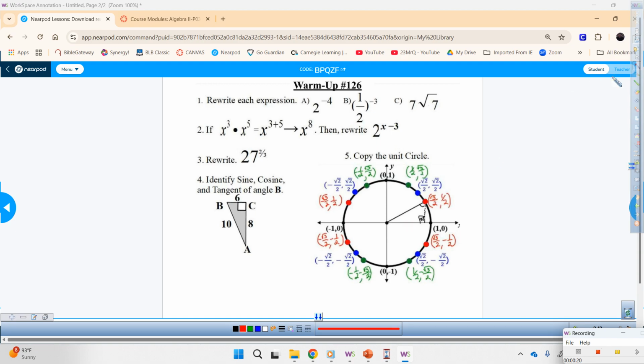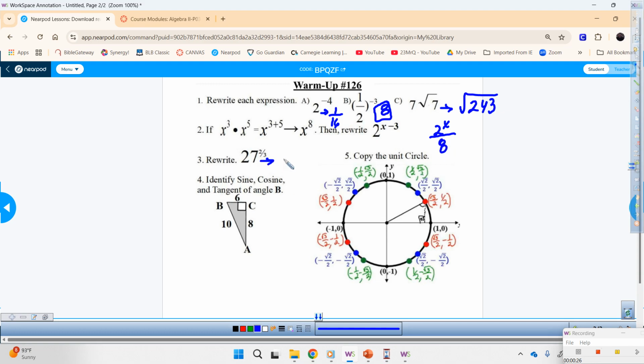Okay. All right, y'all ready? Warm-up 126. Here we go. Number 1A, answer: 1 over 16. 1B, answer: 8. 1C, answer: let's see, 49, that's the square root of 243, I believe. Hands up if you got that. Yes, all right. Number 2: 2 to the x over 8.